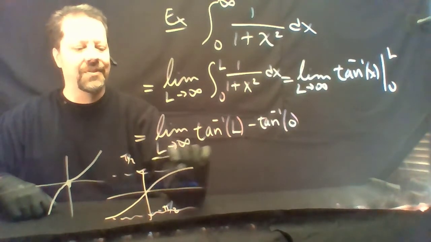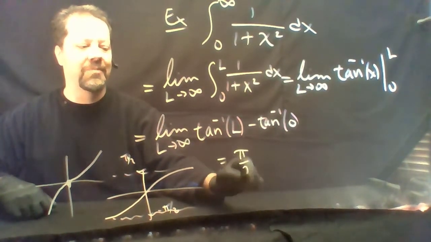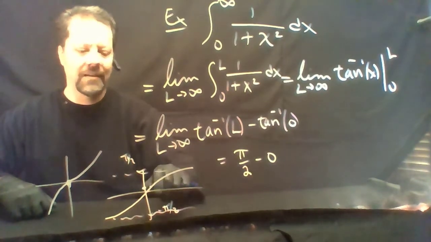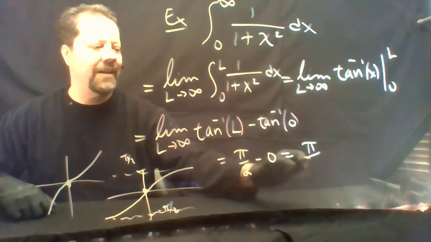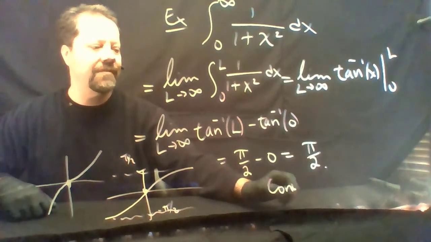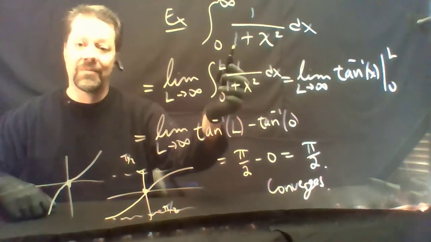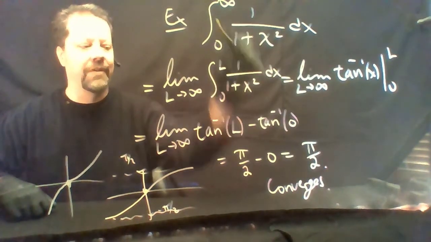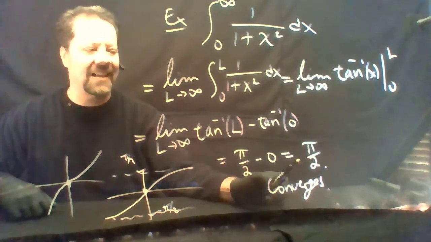As L goes to infinity, this first limit goes to pi over 2. Arctangent 0 is 0. This is pi over 2. It converges. So when we integrate 1 over 1 plus x squared from 0 to infinity, the integral converges, and the area that is trapped is exactly pi over 2.